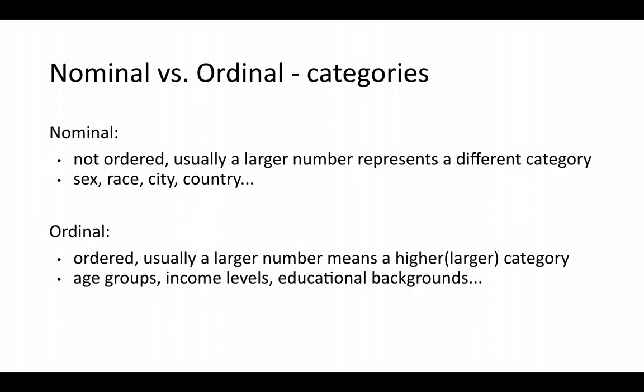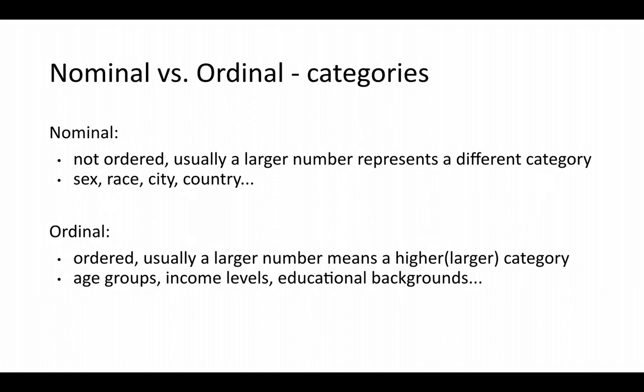Ordinal is a different story. It means ordered. Usually a larger number means a higher, larger, or more important category. For instance, we have income levels: low income, medium income, and high income. We code low income as 1, medium income as 2, high income as 3. So with 1, 2, 3 you have the order. The 3 means a higher income than 2, and the 2 means a higher income than 1.